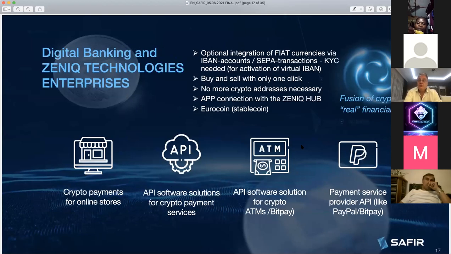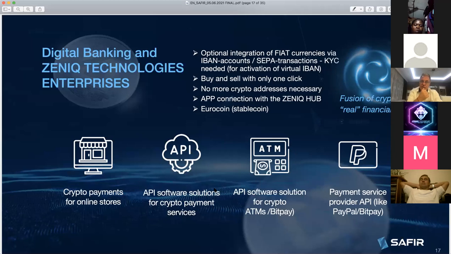Through the banking partner, we can also provide all our users with virtual IBAN accounts, which means we can bank the unbanked people. We can perform crypto payments in online stores. We have the API for software solutions for crypto payment services. This part makes it very, very interesting for merchants who want to use a crypto platform to receive crypto or to receive fiat payments from crypto holders.